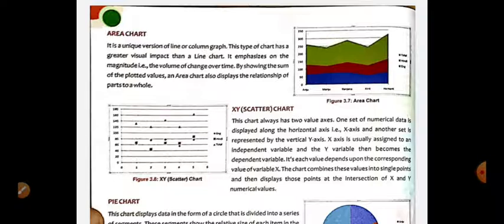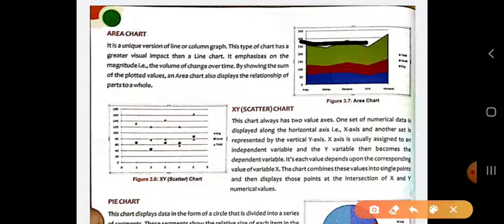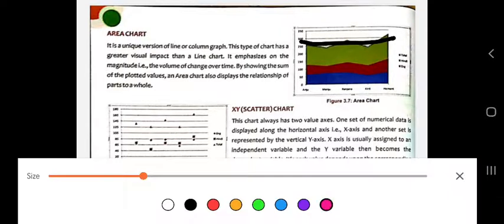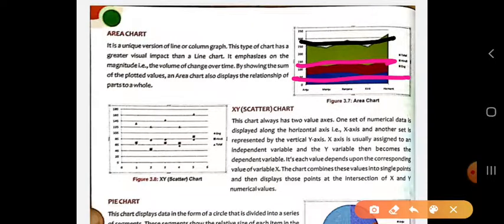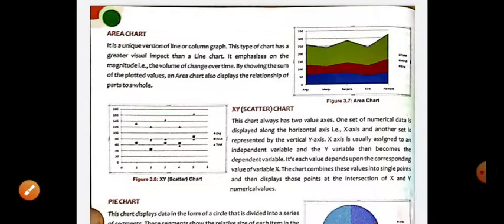As in the line chart, there are only lines like this. There are only lines, but in an area chart the whole area is covered. So it has more impact because now it is more visible and we can easily see which one has the greater amount. So that's why an area chart is used. An area chart displays the relationship of parts to a whole.